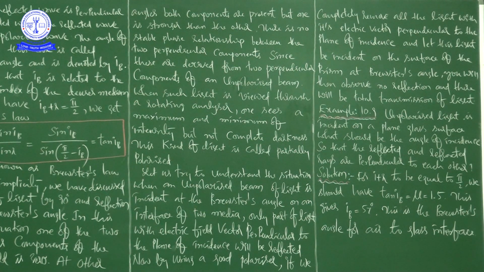You can observe that with the help of an analyzer, and we also derived an expression in terms of refractive index and Brewster's angle, that is mu equal to tan iB. Whether the light is partially polarized or completely polarized on reflection or refraction, that also we discussed. So this is about the complete chapter wave optics. This is the last class from the chapter wave optics.